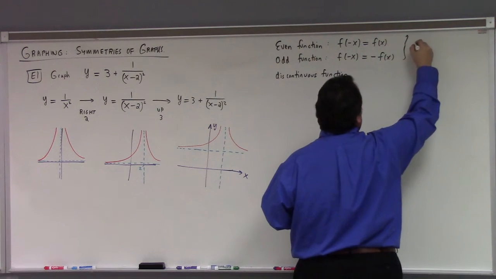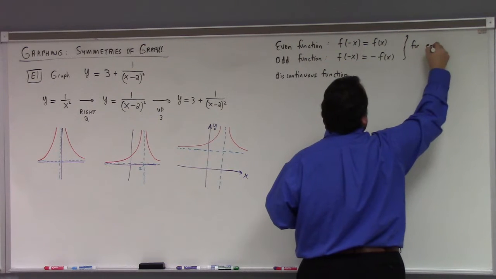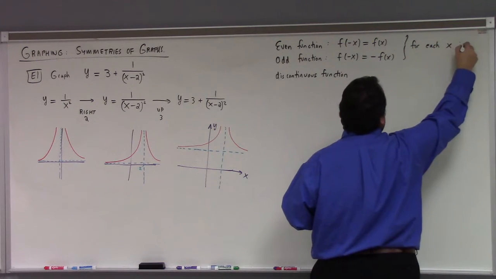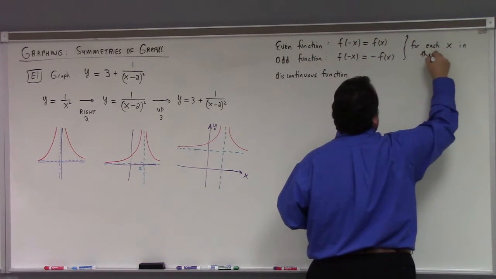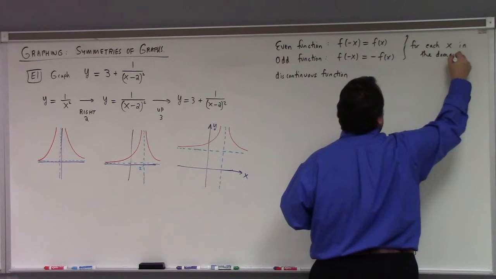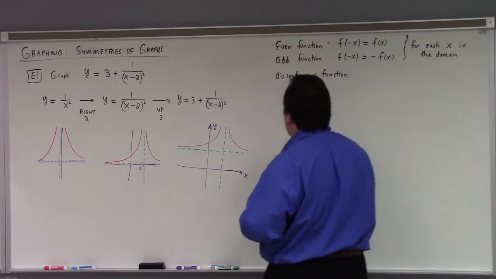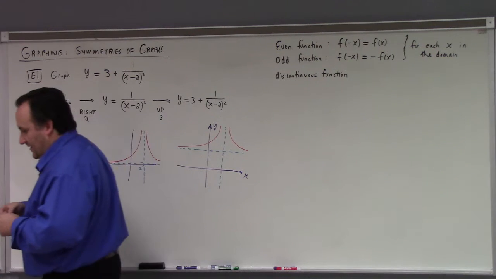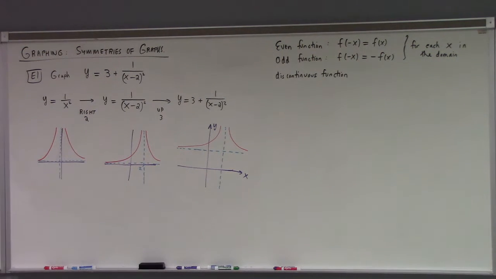And of course, both of these are for each x in the domain, right? So for each x in the domain, if you have f of minus x equals f of x, it's said to be an even function. If for each x in the domain you have f of minus x equal to minus f of x, it's said to be an odd function.